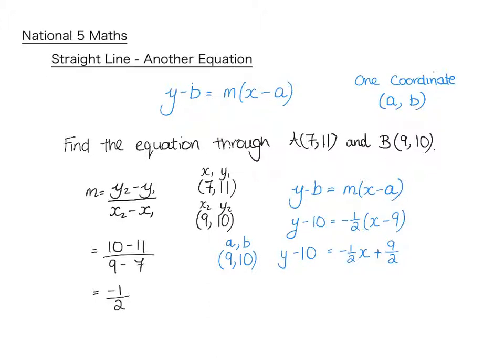Then we need to add 10 to both sides, so we have y equals minus 1/2 x plus, and then we've got 9 halves add 10, so 10 would be 20 halves, so we've got 29 halves, which we could convert to 14.5, but we're actually going to leave it as y equals minus 1/2 x plus 29 over 2.